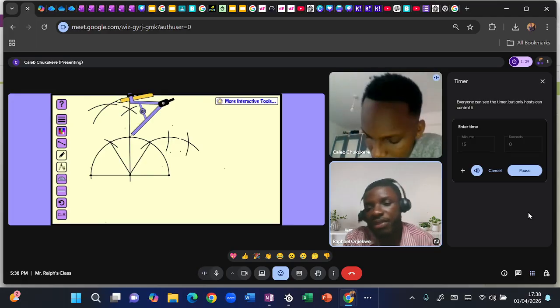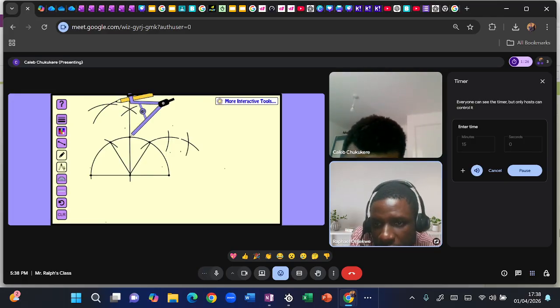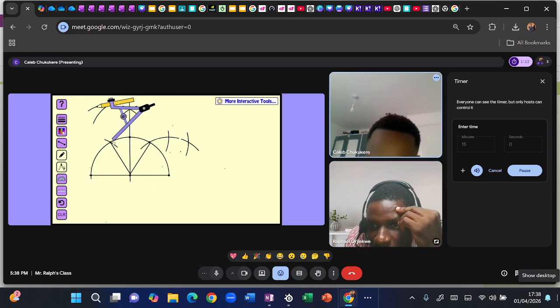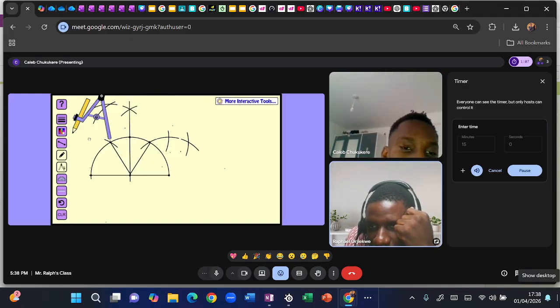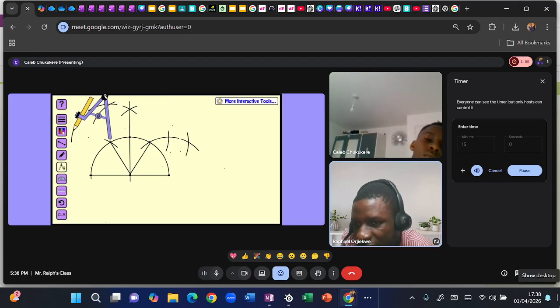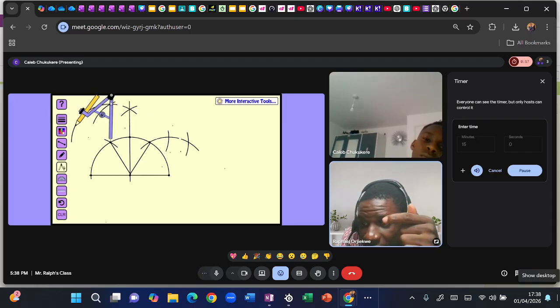So that's exactly 75. Now I want to get 150, so take the compass to 120 and let's draw an arc in between 120 and 180. Take the leg of the compass to 120. Yes. Now bring the pencil downwards. That is it. Now draw an arc there. You can still extend it down a bit so that it can cut.